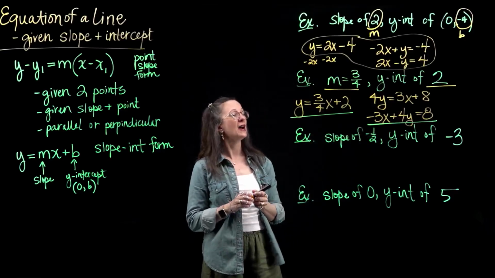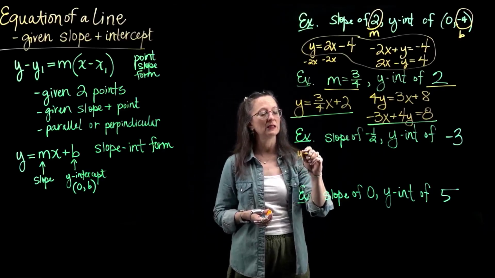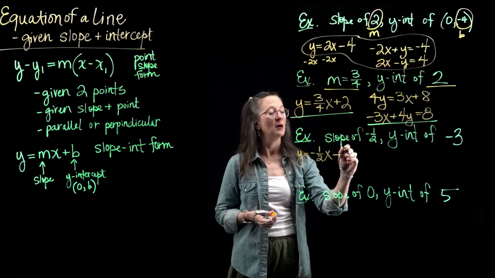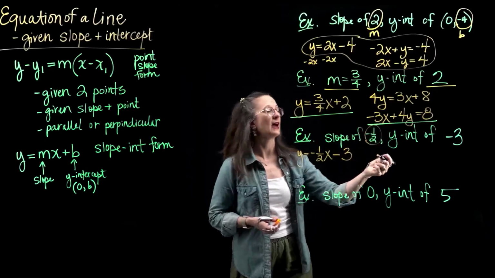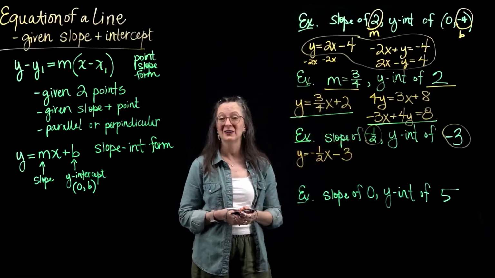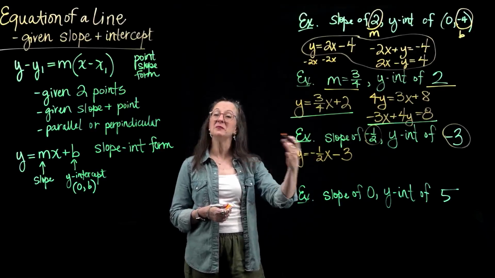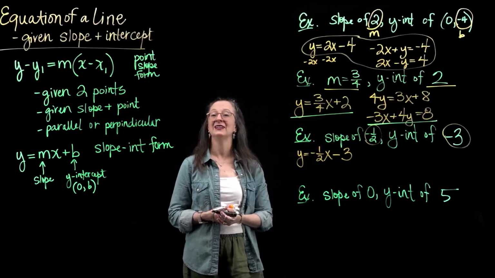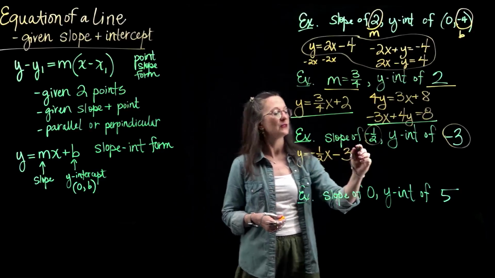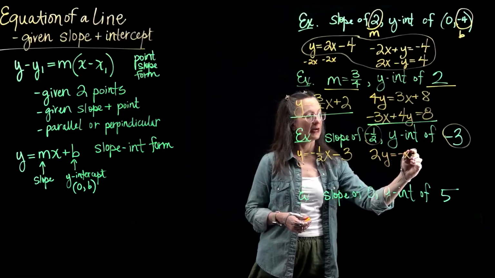Slope of negative 1/2, y-intercept of negative 3. All right, so plugging into slope-intercept form, I'd have y equals negative 1/2 x minus 3. Using that negative 1/2 and the negative 3 in the slope and the y-intercept position. If I wanted it in standard form, I would multiply this whole equation by 2 and then get the x and y on the same side. So this would be 2y is equal to negative x minus 3.